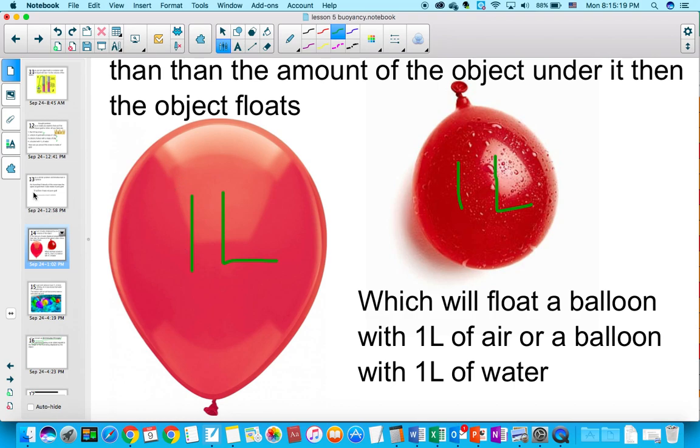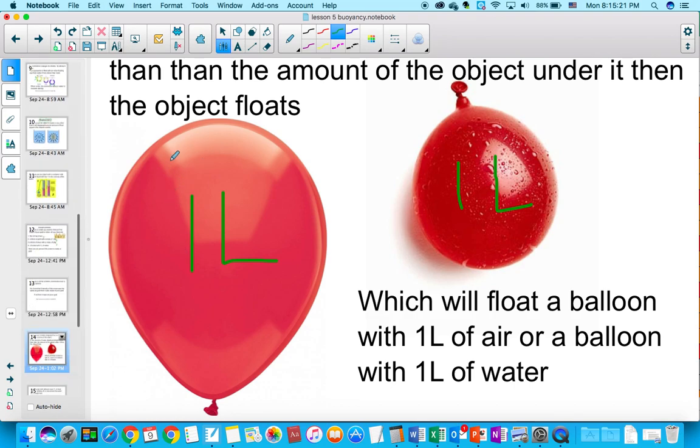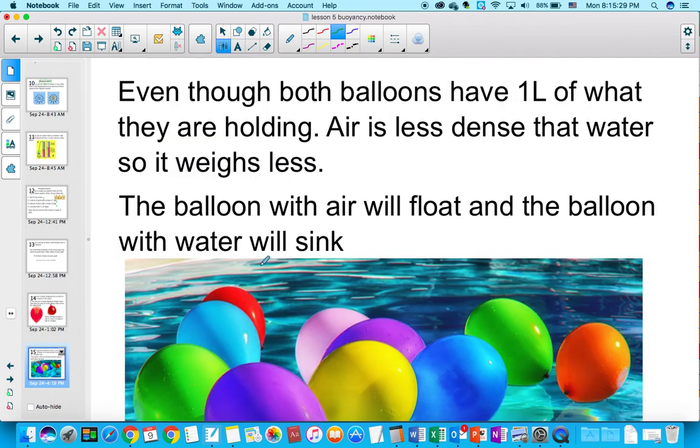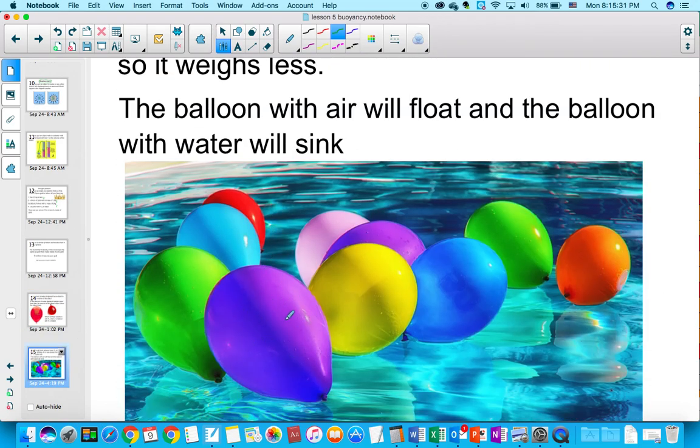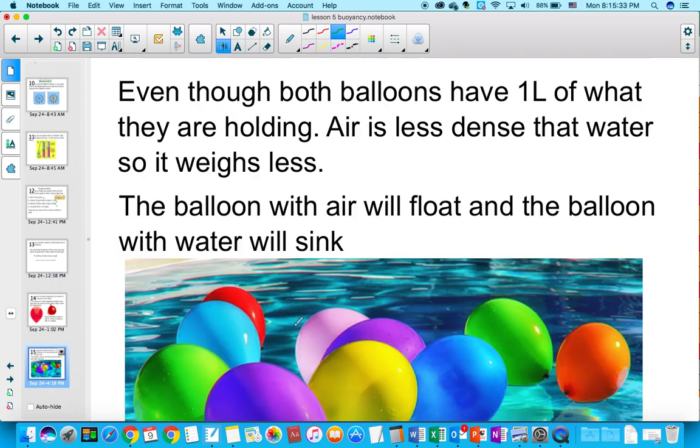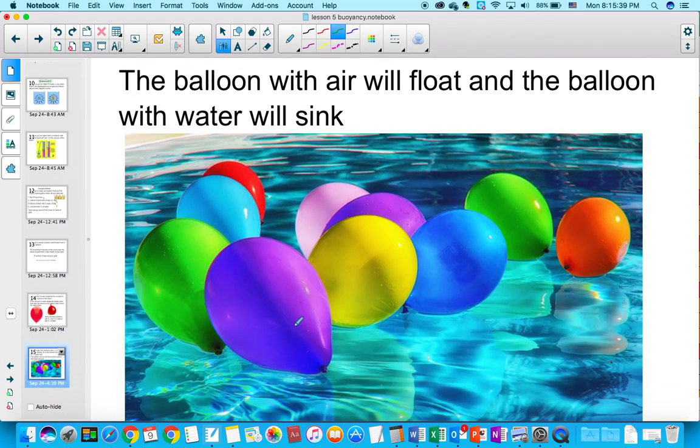Right? And we also know from our discussion about the submarine that air is less dense than water. So using what we know, we can determine that the balloon with air will float, while the balloon with water will sink. And that's because air is less dense than water. So the water will be able to push against the balloon and push it back up.